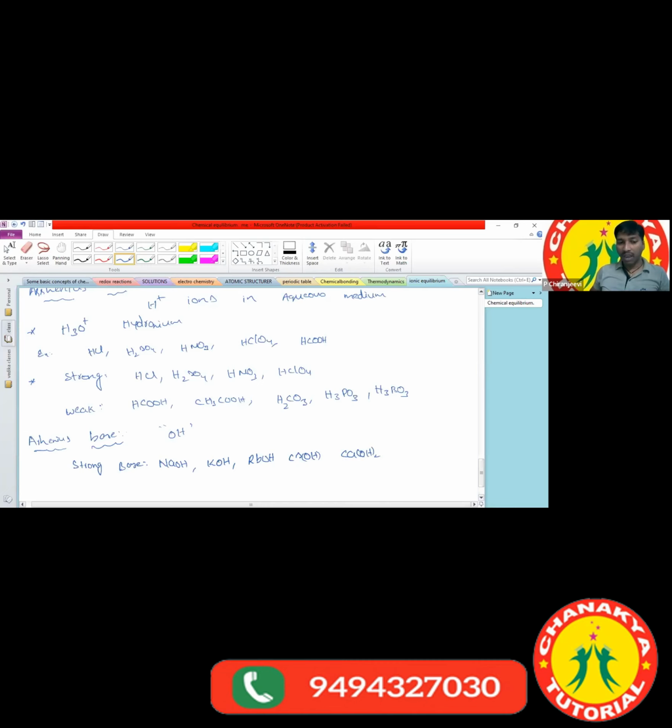And the other we can call a weak base. What are the examples of the weak bases? We can take ammonium hydroxide, NH4OH, as a weak base. And aluminium hydroxide, zinc hydroxide, and iron hydroxide we can take as weak bases.